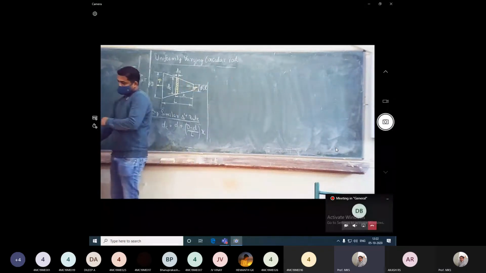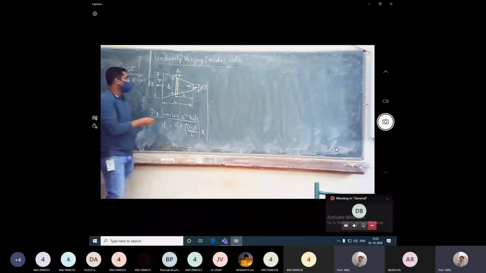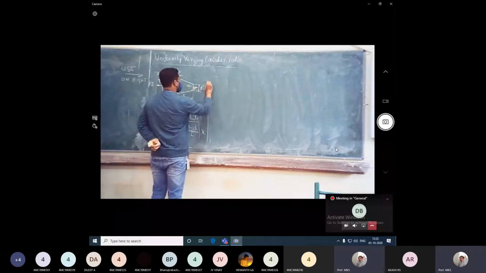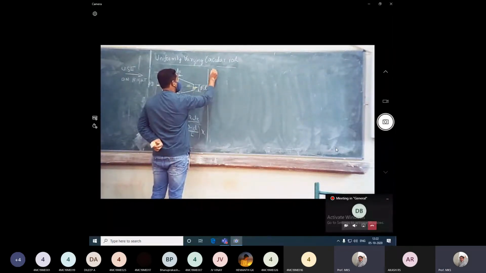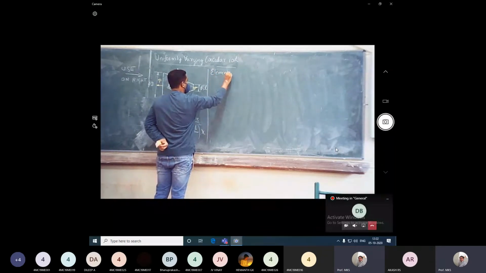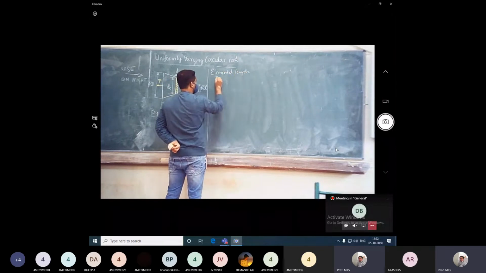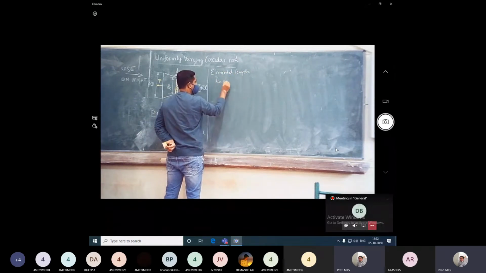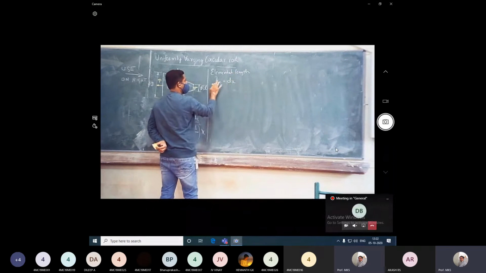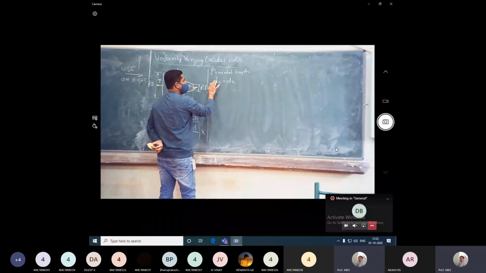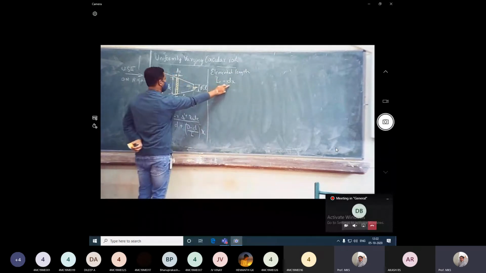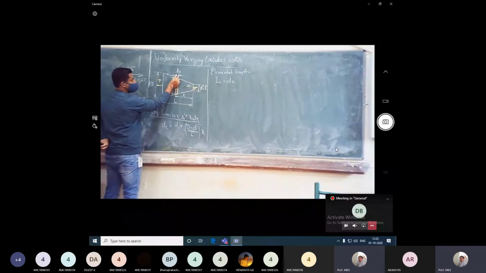Okay, next. Let the elemental length be LE. LE will be equal to dx. We'll consider the length of the element to be equal to dx.